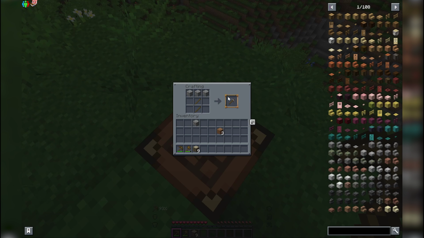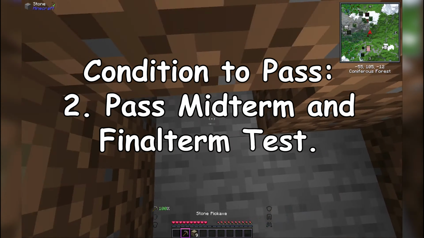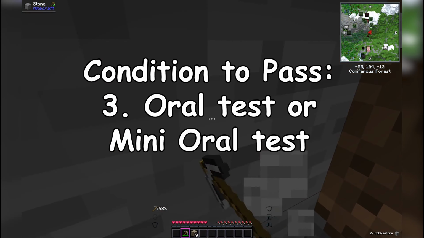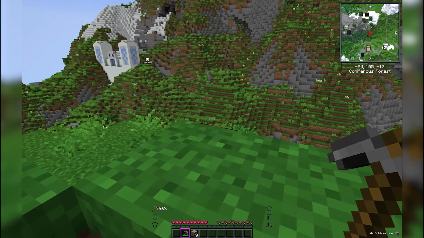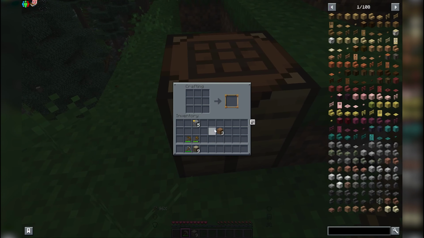Condition to pass. Number 1, get half of the total points on the quiz. 2, pass the midterm and final term test. 3, the final oral test or the mini oral test. The mini is easier though. Note, I recommend taking the mini as soon as possible when it's actually published, because people will rush through it instead of going for the final oral test, which is harder.